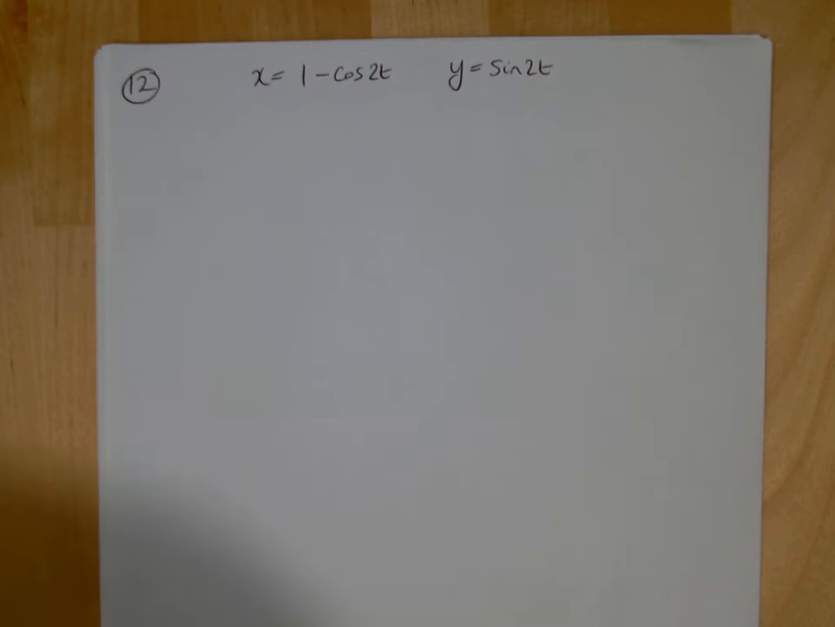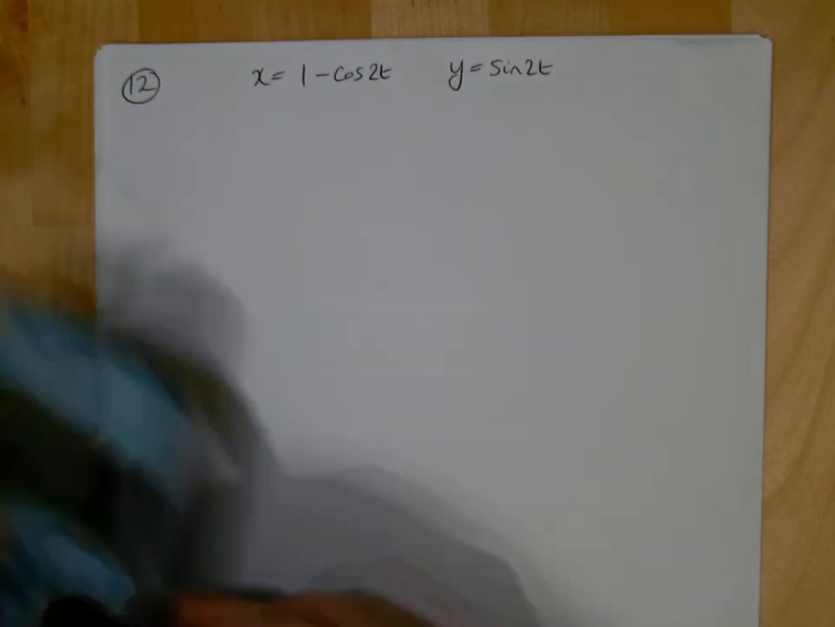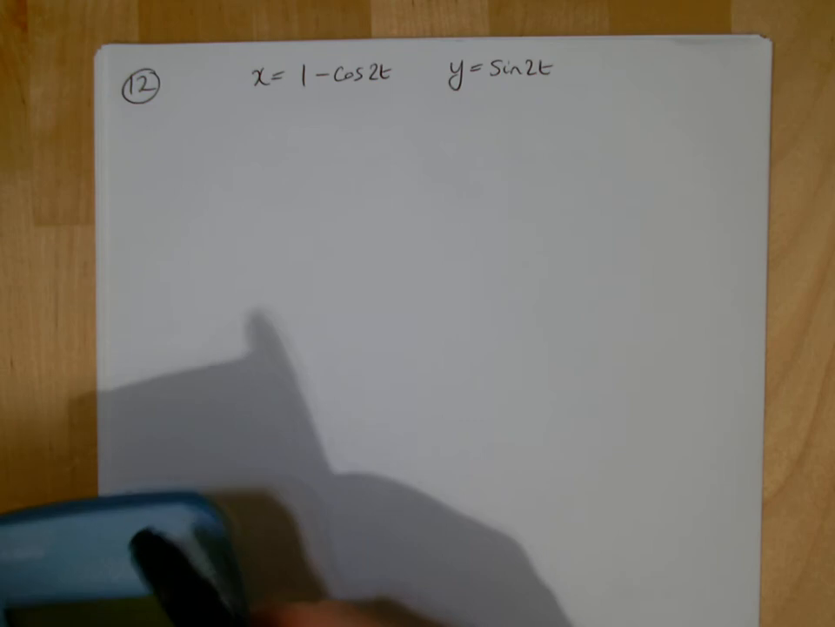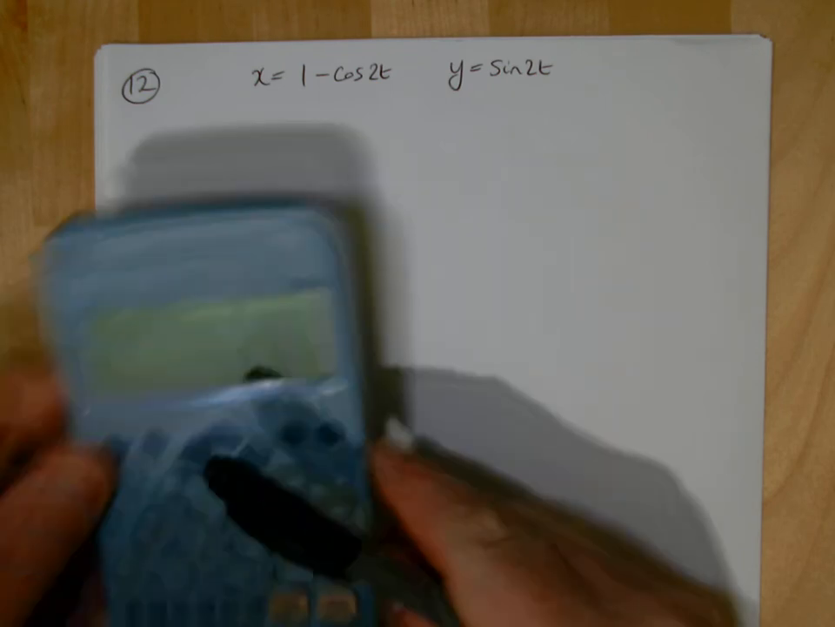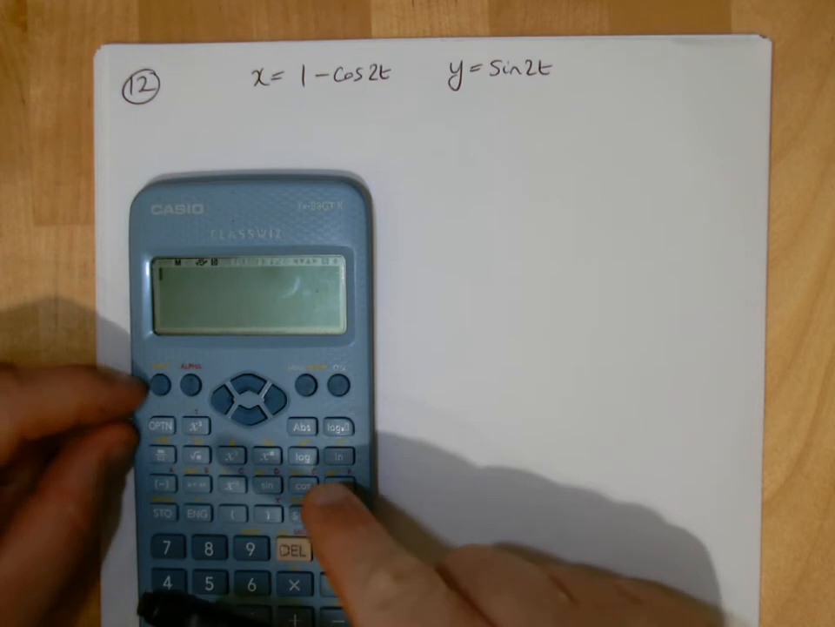Okay, so find the equation of the normal to the curve with parametric equations x equals 1 minus cos 2t, y equals sine 2t, at the point P where t is equal to pi over 6. So this time we want the equation of the normal. Before we go about that, we've got to appreciate that because we've got differentiation to do here, we're going to enter values into cos and sine.